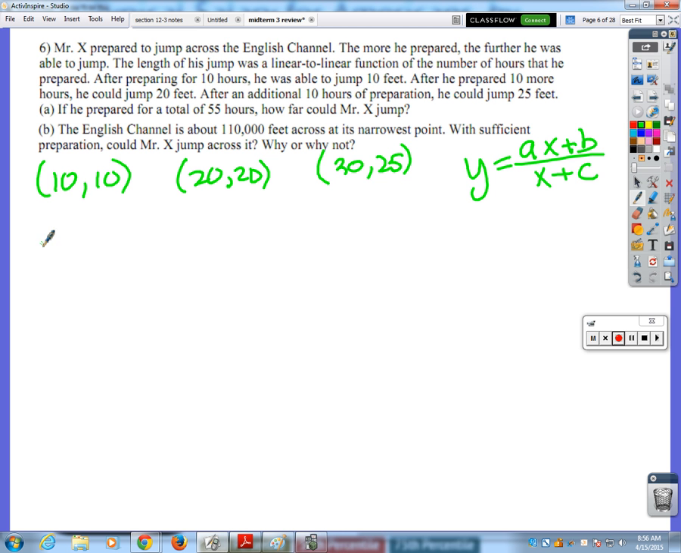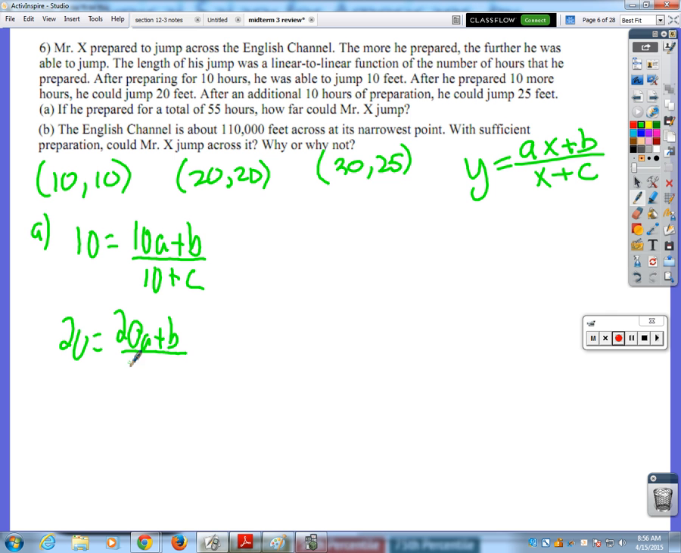So we're going to take these points and plug them into that equation and get 3 separate equations. If you plug 10 into there, you get 10 equals (10a plus b) over (10 plus c). If you plug 20 and 20 into there, you get 20 equals (20a plus b) over (20 plus c). And if you plug 30 and 25 into there, you get 25 equals (30a plus b) over (30 plus c).